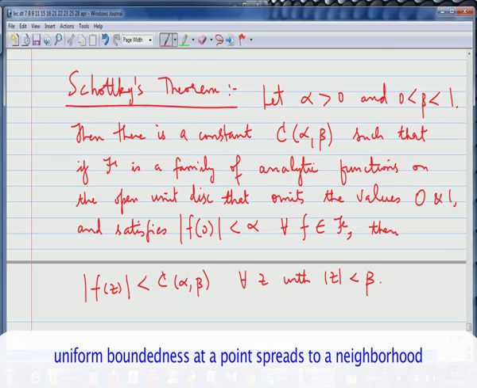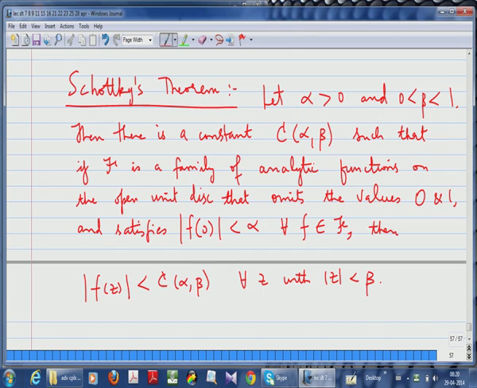This is Schottky's theorem. And the point is that this constant C alpha beta depends only on alpha and beta, and it does not have anything to do with what the family is. It works for any family. Such theorems, when they were first proved, were considered pretty difficult. But because we have Montel's theorem on normality and Montel's test for normality, it is easy to reduce this theorem.